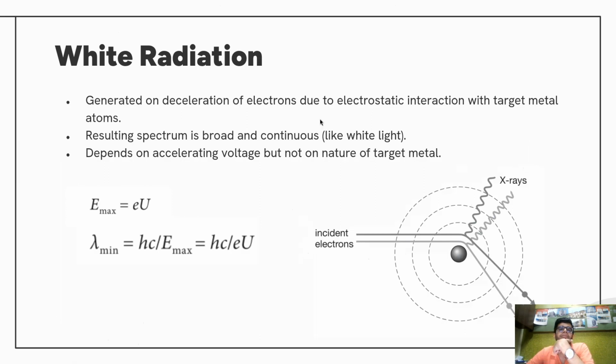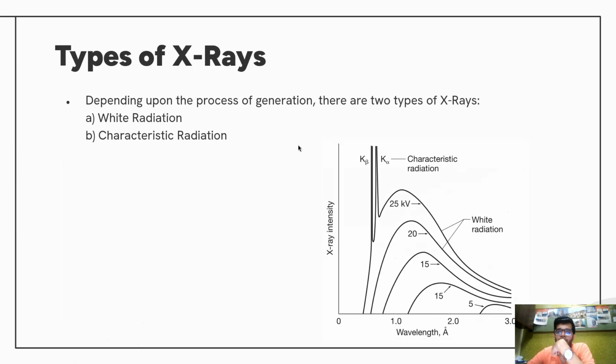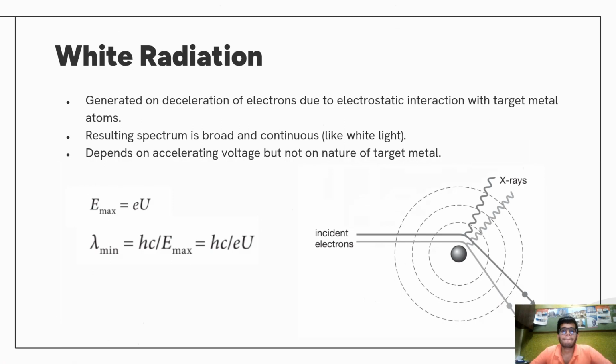The spectrum obtained is broad and continuous. As we can see here in the intensity versus wavelength diagram, this continuous part is white radiation, and it is produced due to deceleration of electrons. These X-rays only depend on the accelerating voltage and not on the nature of the target metal. So for different metals, they would be similar.